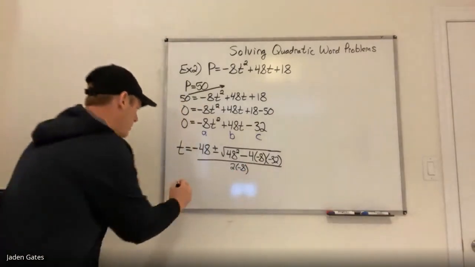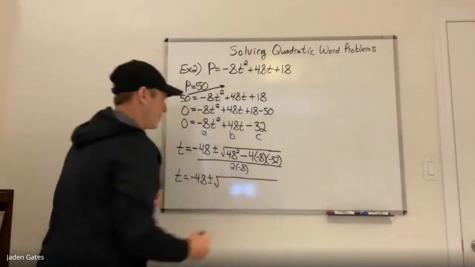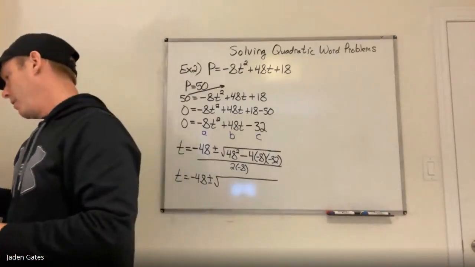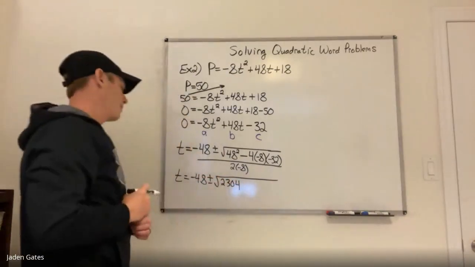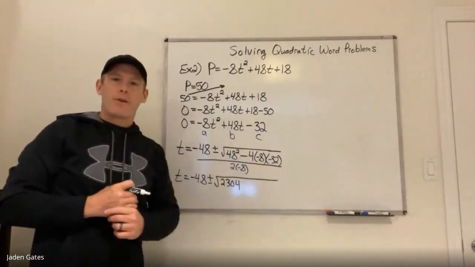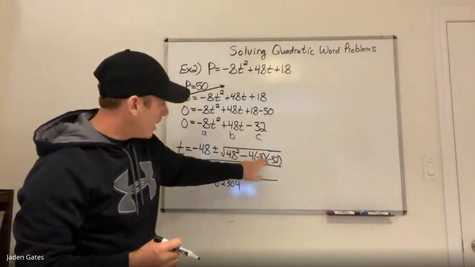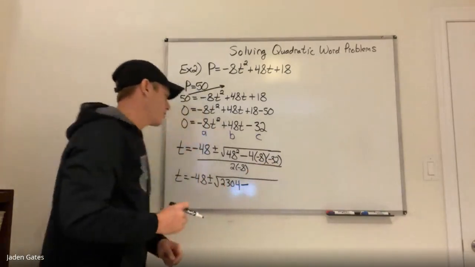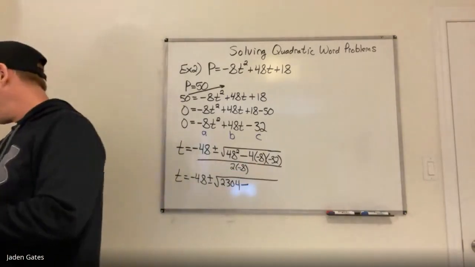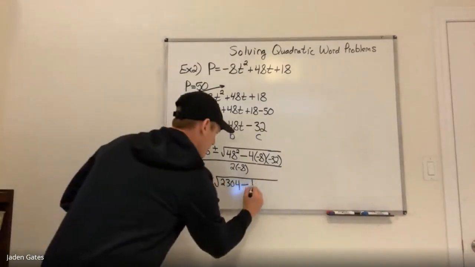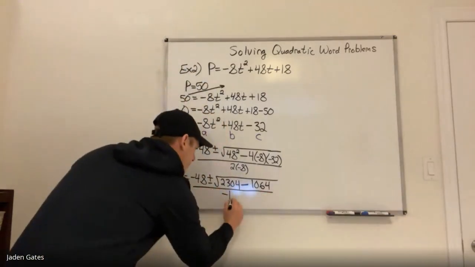All right, so I want to simplify this. I have t equals minus 48 plus or minus, let's see, 48 squared. I've got to get the calculator for that one. 48 squared, I'm getting 2,304. Again, I figure out the signs before I figure out the number, because it's one of the things I always find people struggle with. A minus times a minus gives me a plus, times a minus again gives me a minus, so it's going to be a minus sign there. 4 times 8 is 32, times another 32. That's a calculator job. I'm getting 1,024. And 2 times negative 8 is minus 16.